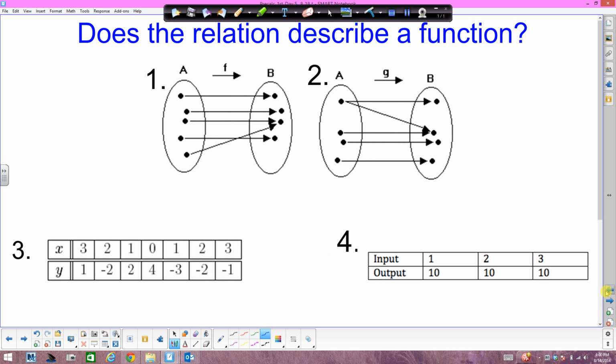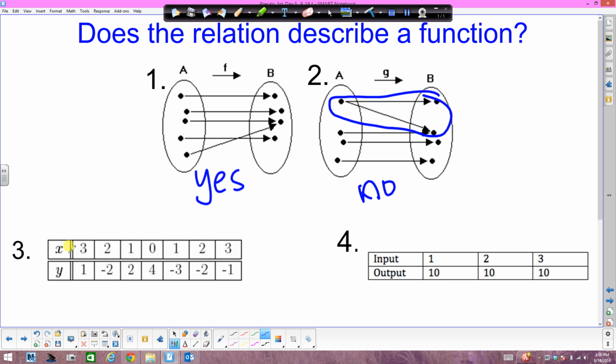So if you look at these examples, we want to decide if these relations are functions. If we look at this first example, in set A, you want to make sure every element is only going to one element of B. And if you look, they are, so this would be a function. And then if we look at number 2, you should automatically see right here, this is going to 2 elements, so this is not a function.